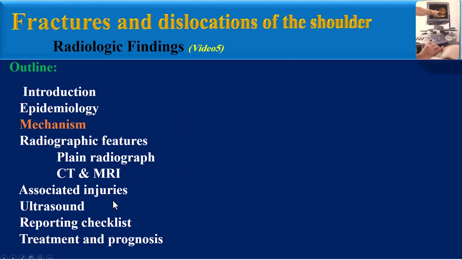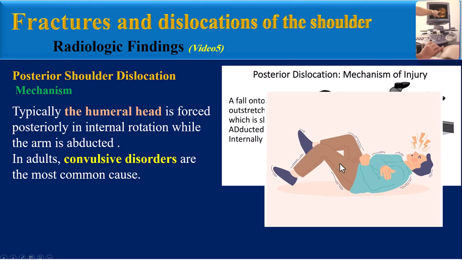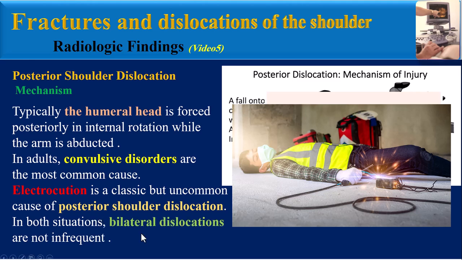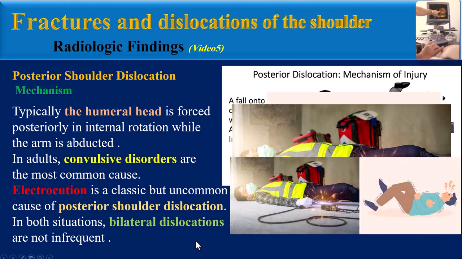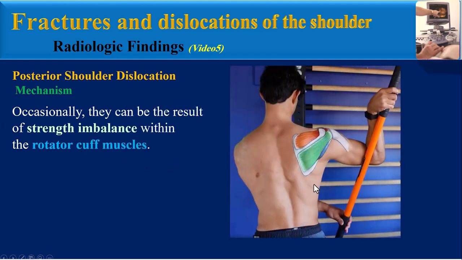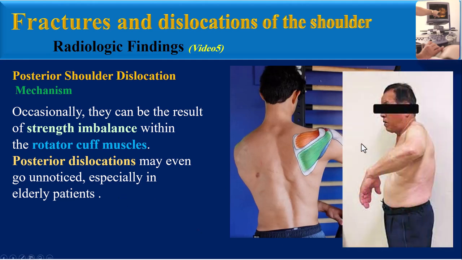dislocations. Mechanism. Typically, the humeral head is forced posteriorly in internal rotation while the arm is abducted. In adults, convulsive disorders are the most common cause. Electrocution is a classic but uncommon cause of posterior shoulder dislocations. In both situations, bilateral dislocations are not infrequent. Occasionally, they can be the result of strength imbalance with the rotator cuff muscles. Posterior dislocations may even go unnoticed, especially in elderly patients.